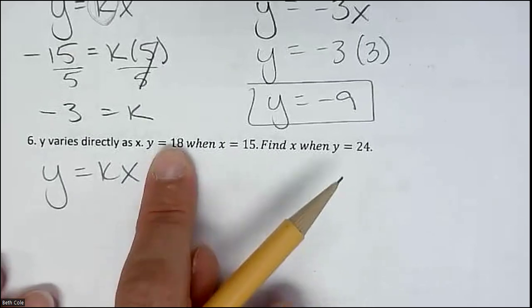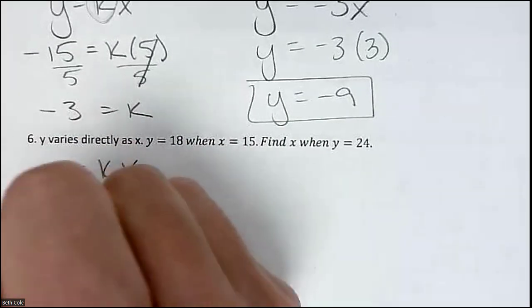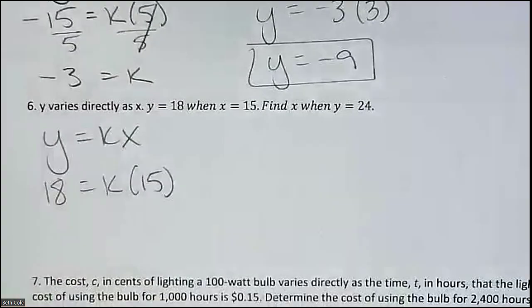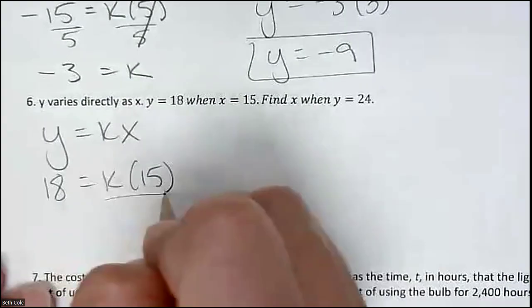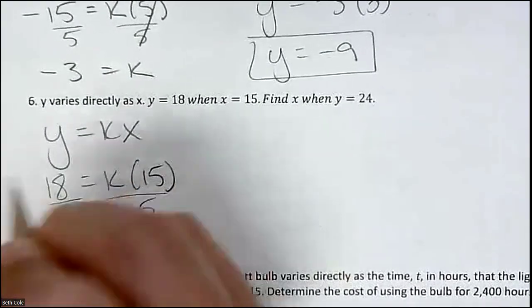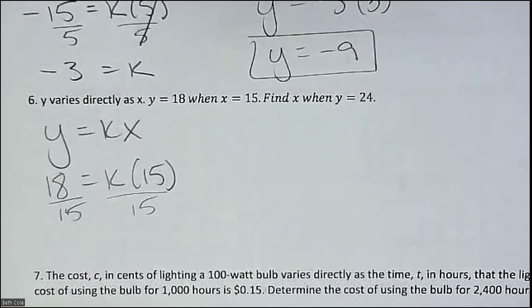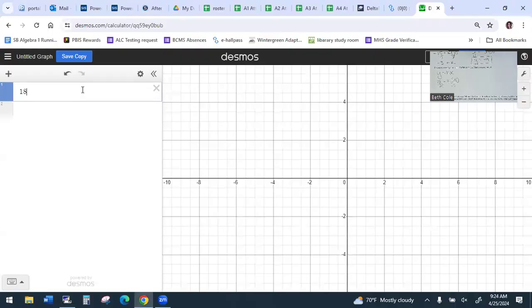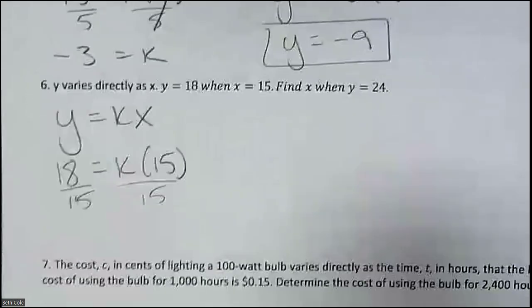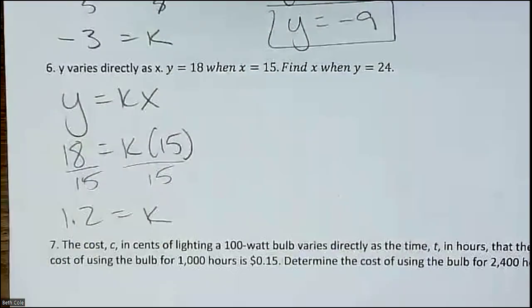It says y is 18 when x is 15. So you're going to plug in 18 for y and 15 for x. If you just slow down enough to read the thing, it's going to tell you exactly what numbers to put where. And then what are you going to do to both sides? Divide by 15. So let me share my screen. We'll go to the calculator. I'm going to type in 18 divided by 15. See how it came out to 1.2? So we've got k is 1.2.